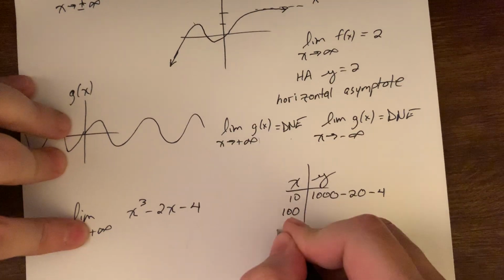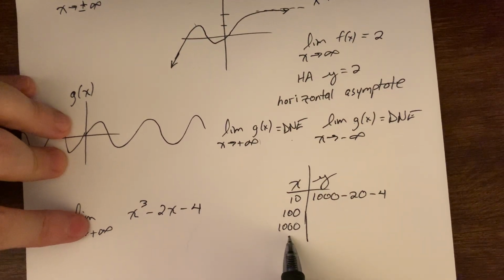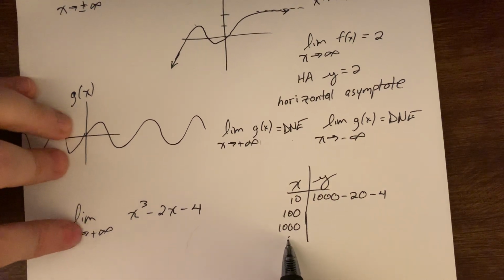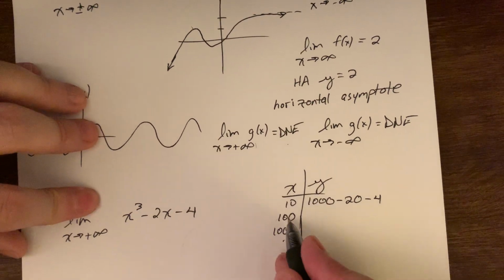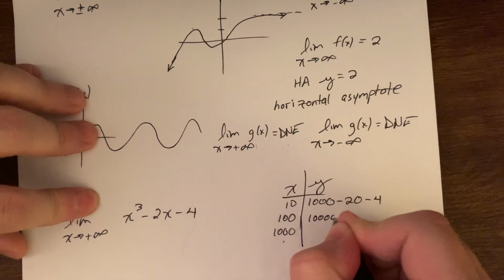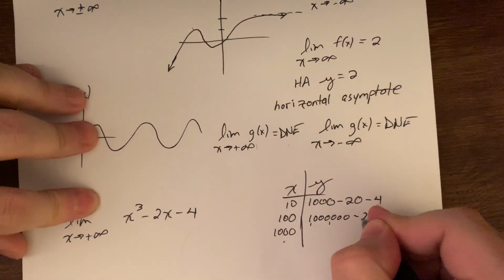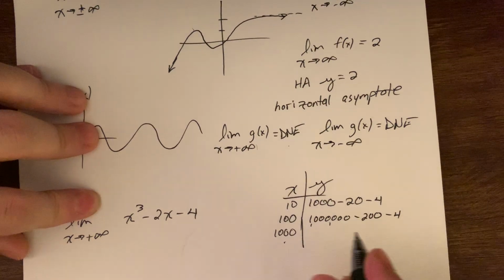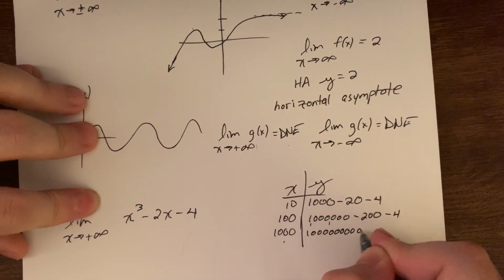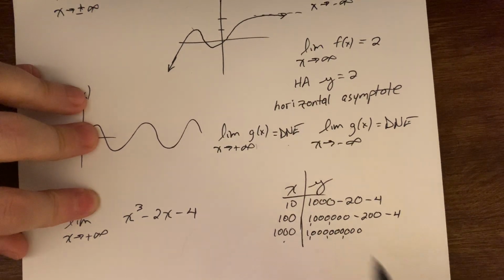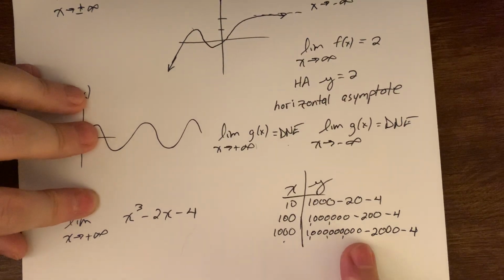So I'll let x be 100, and then we'll let x be 1,000. 1,000 still barely scratches the surface as far as letting x approach infinity, but it'll make my point that I'm about to establish. 100 cubed would be 1,000,000 minus 2 times 100 minus 200 minus 4. 1,000 cubed would be 1,000,000,000 minus 2,000 minus 4.